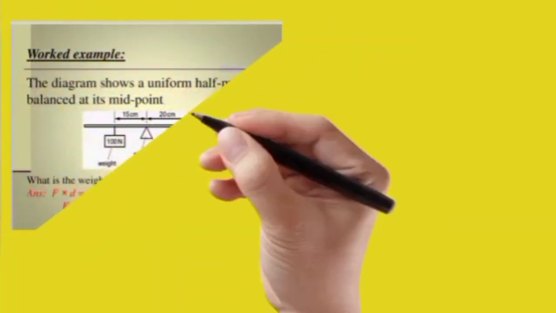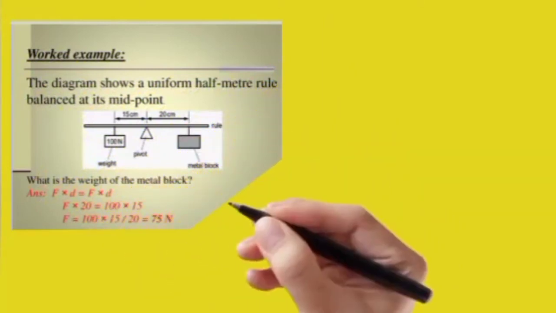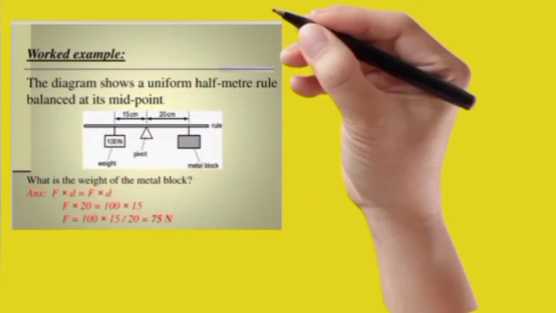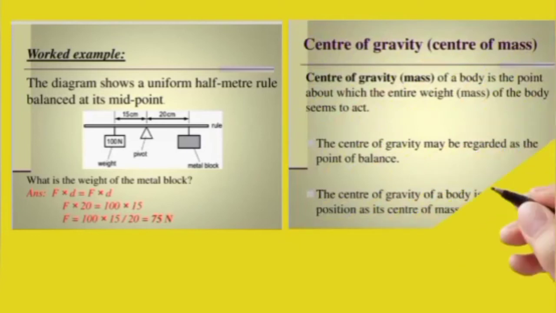So let's look at a worked example. The diagram shows a uniform half-meter rule balanced at its midpoint. A force of 100 Newton is hung at one end, and a metal block of unknown weight, whose force is to be determined, is hung at the opposite end. Both forces are at distances of 15 centimeters and 20 centimeters from the pivot, respectively.